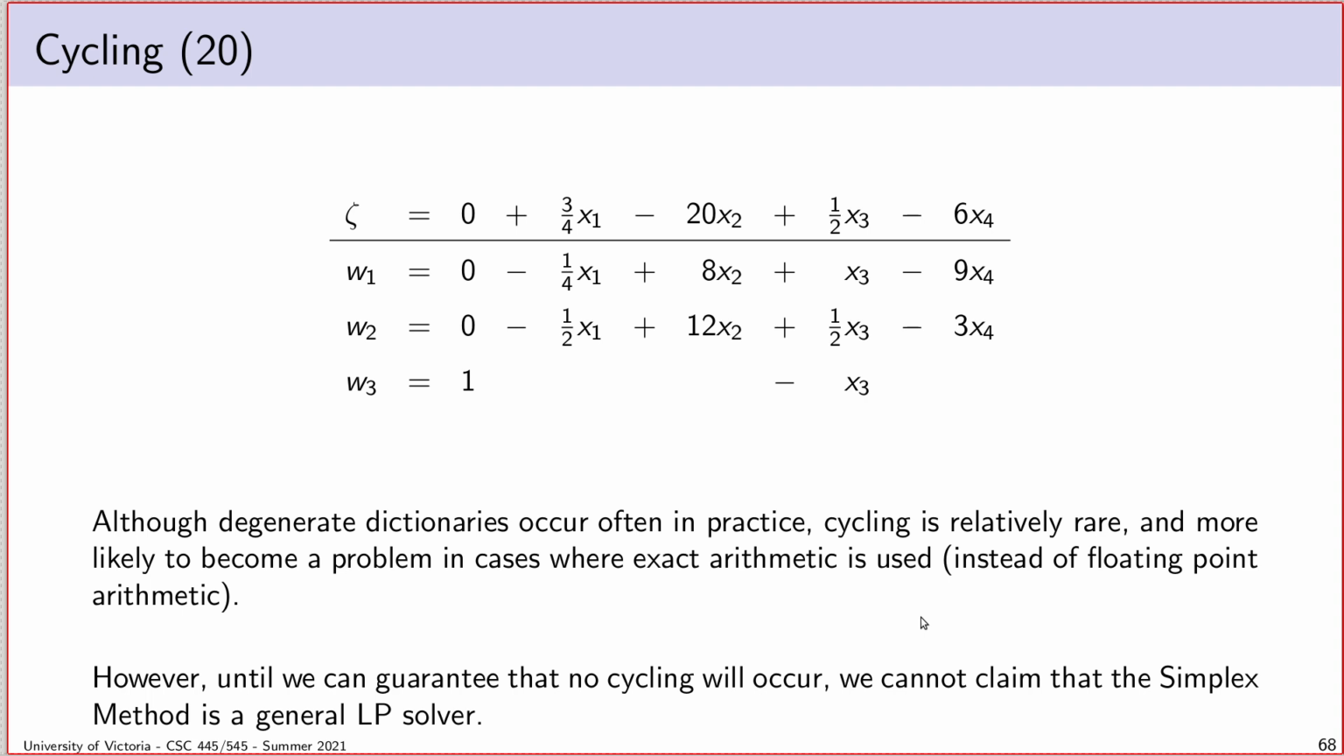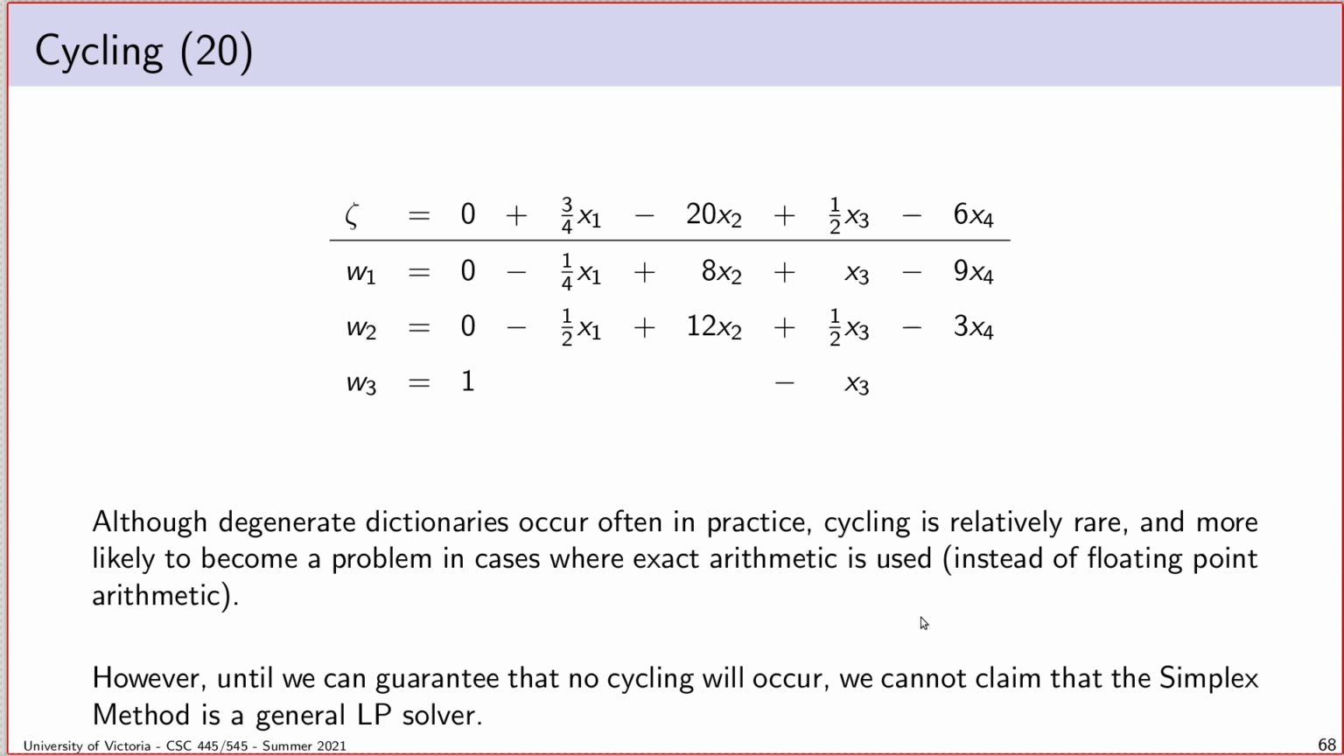So degenerate dictionaries happen all the time. We've already seen a lot of them in this lecture. And most of the ones we've seen up to this example were harmless. We got to a degenerate dictionary, maybe we do 1 or 2 degenerate pivots, and then we find an escape route and we keep going. We increase the objective value and everything is good again. And degenerate dictionaries do happen all the time. Cycling is actually very rare.